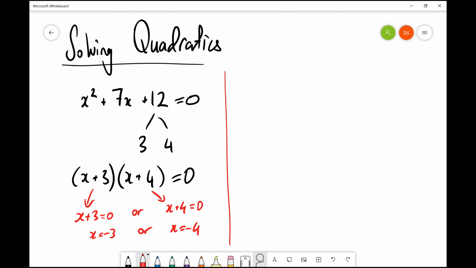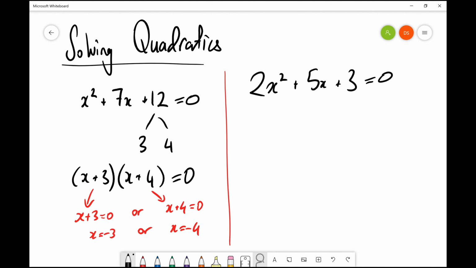So, that's how you solve a quadratic. Sometimes it's a little trickier, and those in my class know that this is one of my favorite questions. Solve for x. I use this question quite often, and so you should know it off by heart.